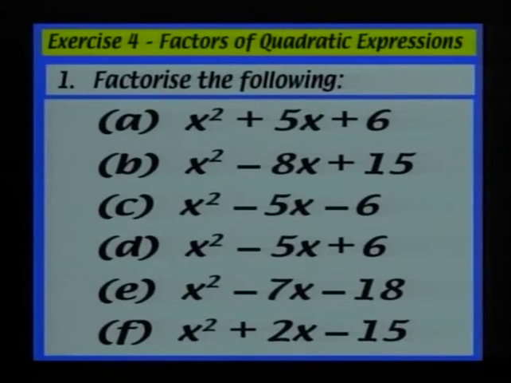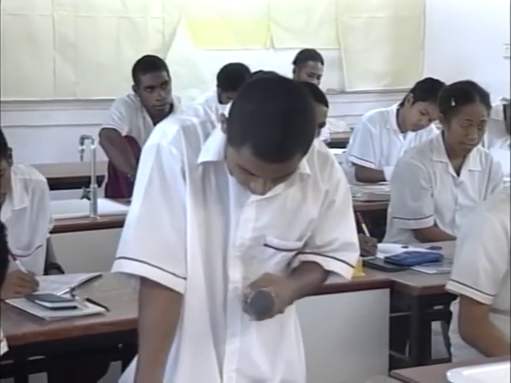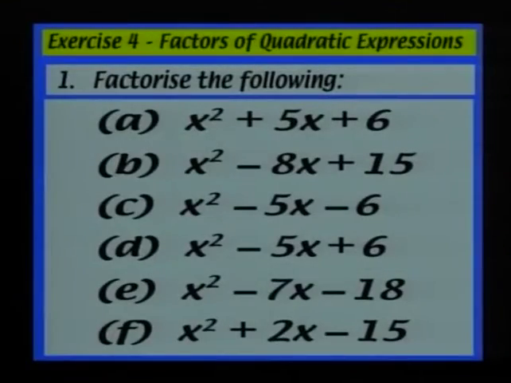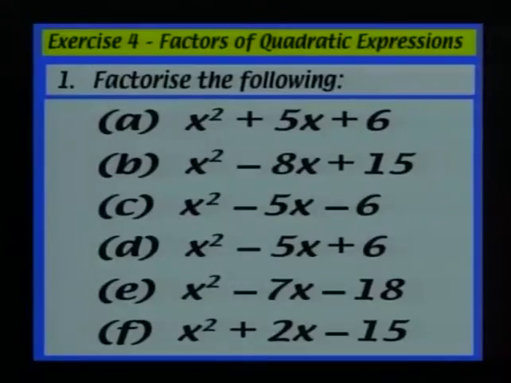Vui. C. X minus 6 in one bracket times x plus 1. X minus 6 times x plus 1. Correct. D. Solomon. X minus 2 times x minus 3. Good. Letter E. George.